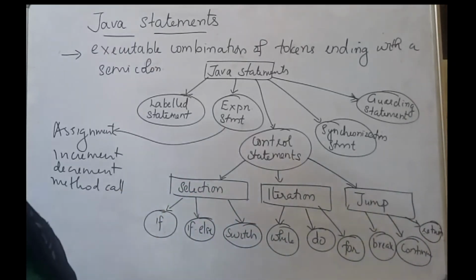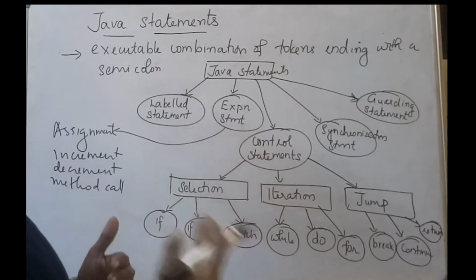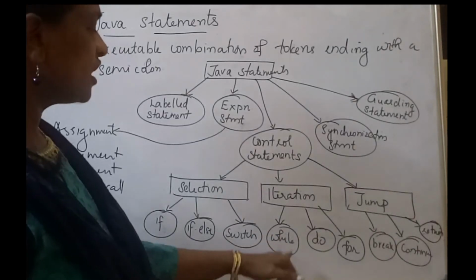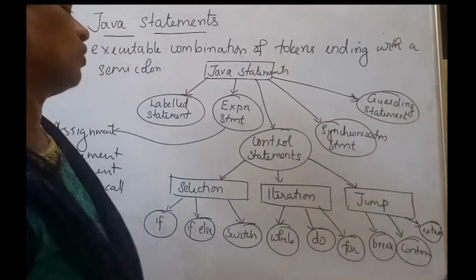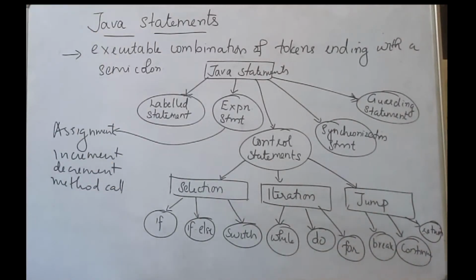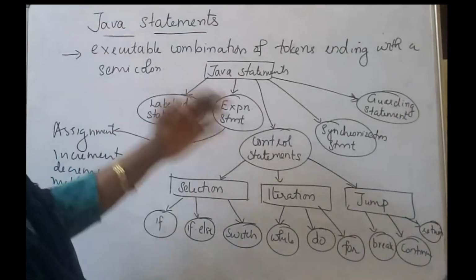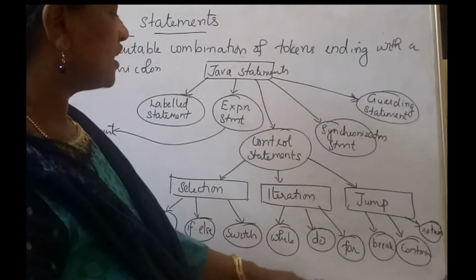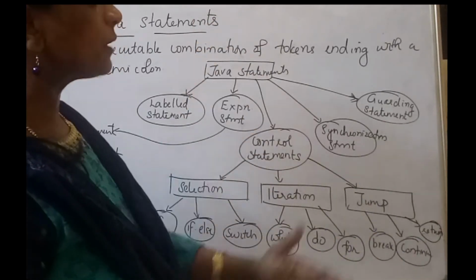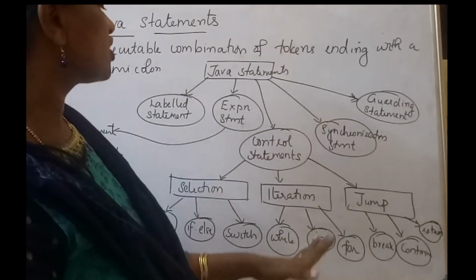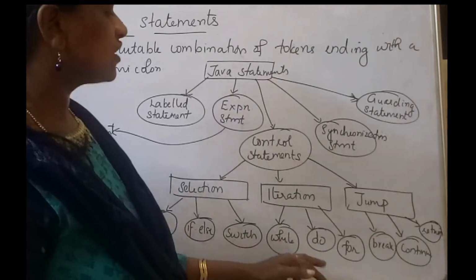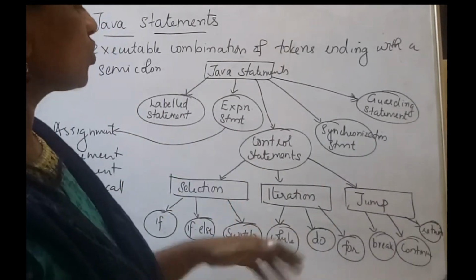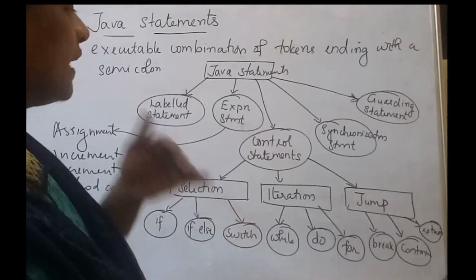Next category of control statement is iteration. What is iteration? Repeated execution of some set of statements, which is made possible using while, do and for. Okay, the for loop is available in Java, and while and do while, all these iterative statements are available in Java. While some condition is true, a set of statements will be repeatedly executed until that condition becomes false. Similar is the case with do while and also the for loop. While some condition is true, a set of statements will be repeatedly executed.